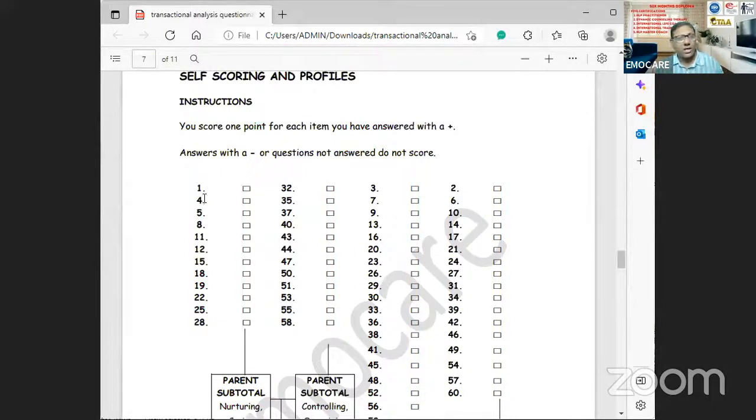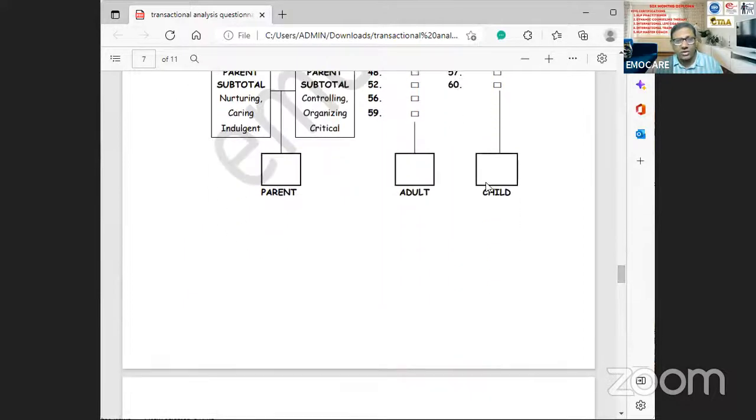Question number 4, if you have given minus, leave it. Question 5, you have given plus, give 1 point. Like that, do this. Write the total here. Like the 32nd question, what have you given? The 35th, what have you given? Write it and do the total here. Like that, give the total here.